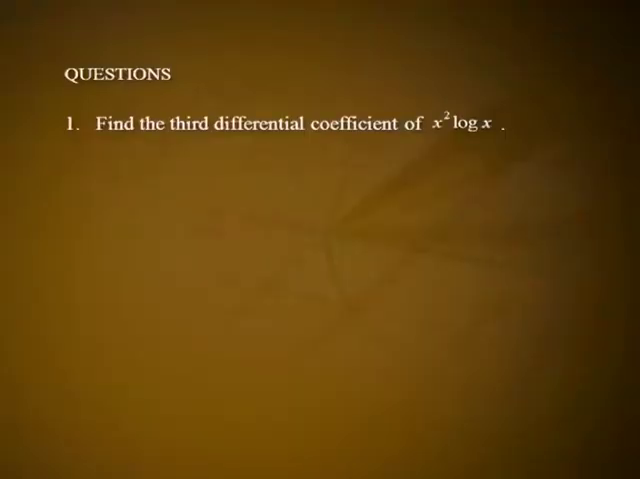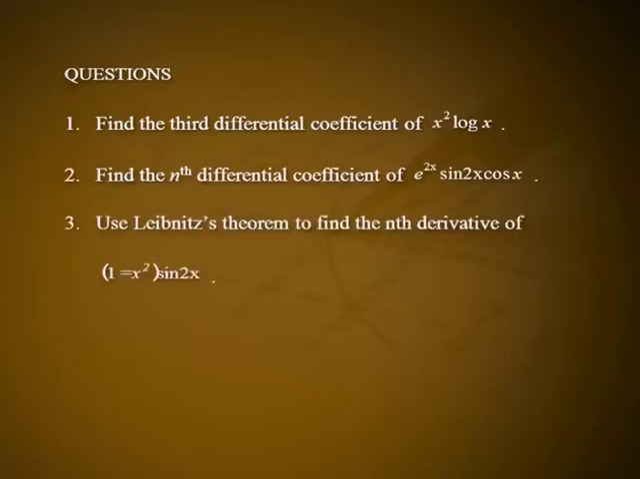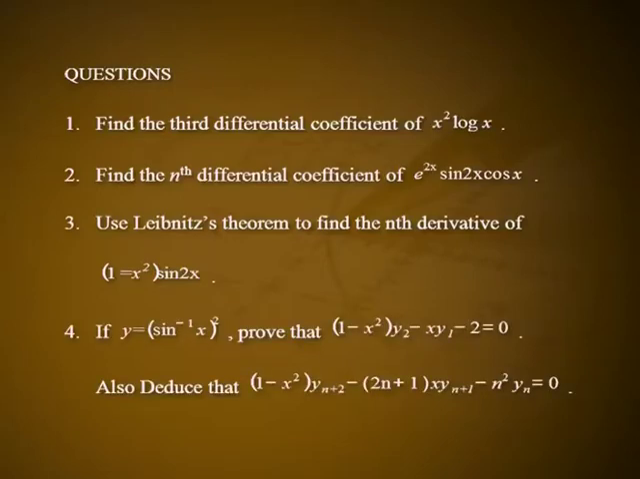First one, find the third differential coefficient of x square log x. Second one, find the nth differential coefficient of e raised to 2x into sin 2x into cos x. Third one, use Leibniz theorem to find the nth derivative of (1 minus x square) into sin 2x. And the last one, if y is equal to (sin inverse x) whole square, prove that (1 minus x square) into y2 minus x y1 minus 2 is equal to 0. Also deduce that (1 minus x square) into y(n plus 2) minus (2n plus 1) x y(n plus 1) minus n square y n is equal to 0.